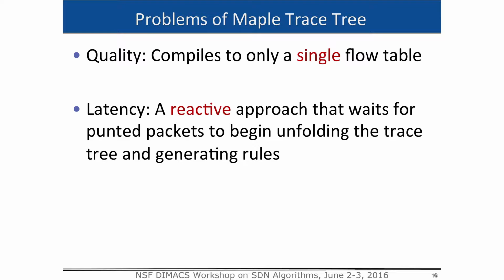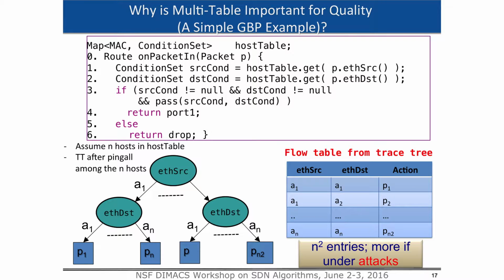We use this simple example to illustrate the importance of multi-table. Why do we want a multi-table pipeline in SDN switches? This is a very simple example. When a packet comes in, we evaluate conditions based on its source MAC and destination MAC. If the two conditions pass certain tests, we forward this packet using port 1. Otherwise, we just drop this packet.